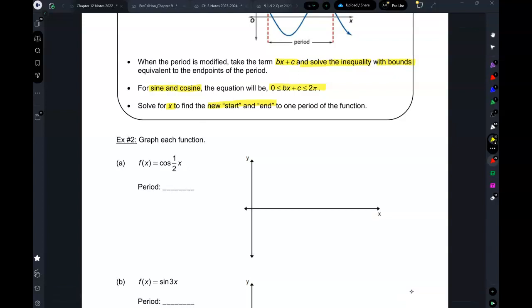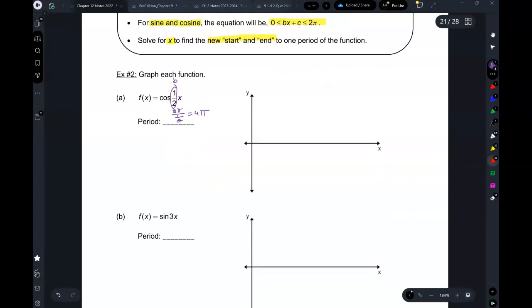Here we have cosine half x. When you have a half in front of the x, when you have a coefficient of the x, it's now going to take either less time or more time to complete the wave. So the period is 2 pi over b. The coefficient of x is b. So this is going to be 2 pi over a half, which is 4 pi. The period now is 4 pi. That means it's going to take all the way to 4 pi to start again.